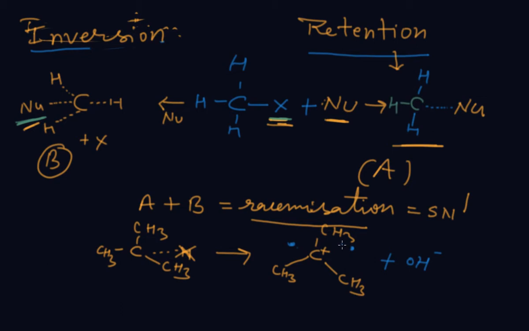Why can this take place? Because the carbocation is achiral. Achiral means it is planar, so it can be attacked. Achiral means symmetry is there. It means the carbocation can be attacked by the nucleophile from both sides, like again, this is CH3.